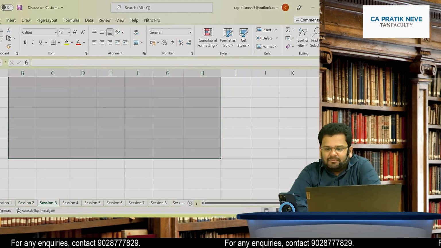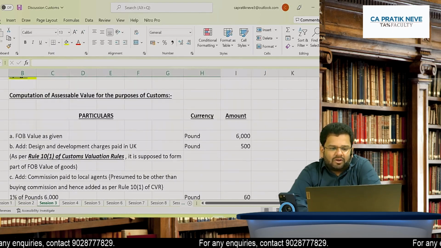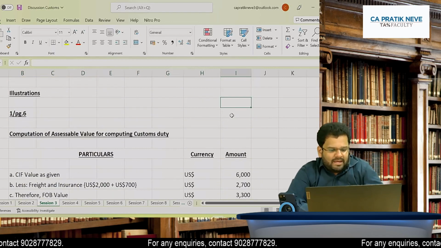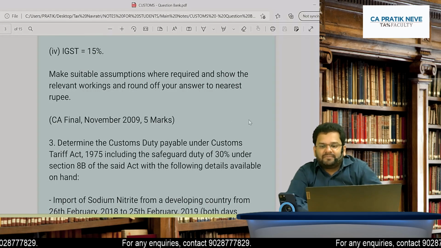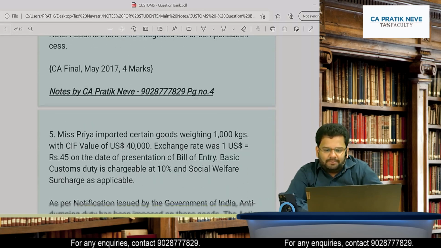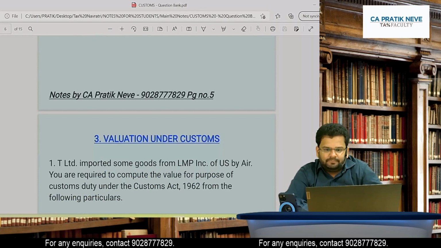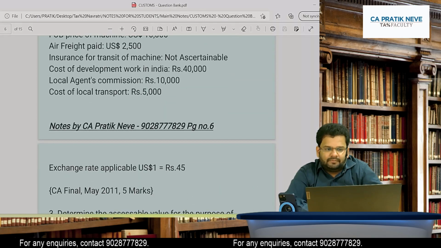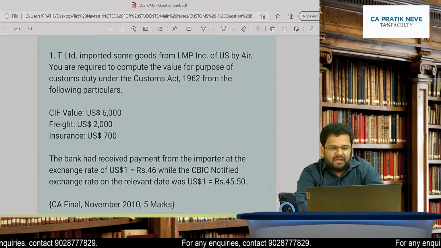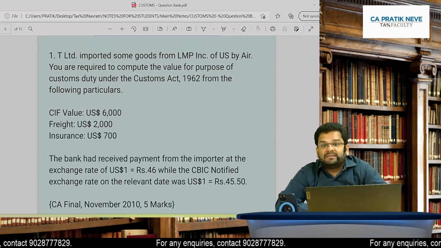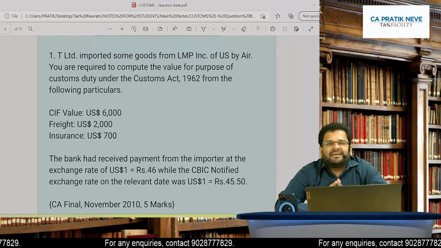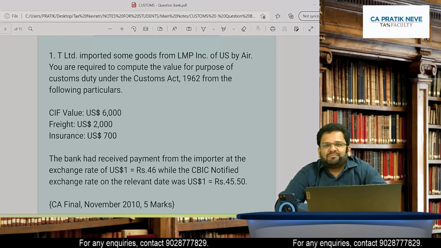Let's see some questions so that you get confidence. Go to question number 1, page 6. Page 6, question 1. You can see, it was asked in CA Final. Very nice question, very much probable question.